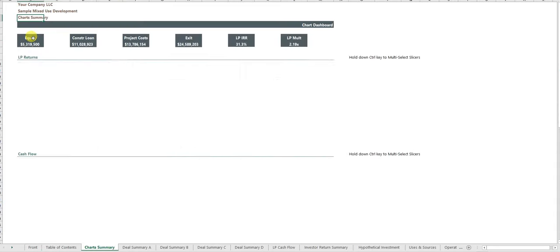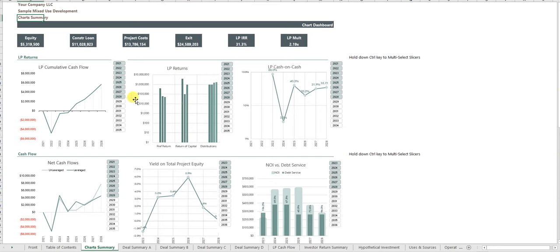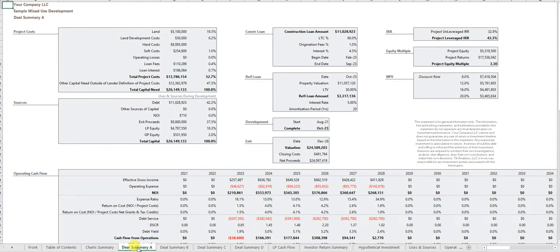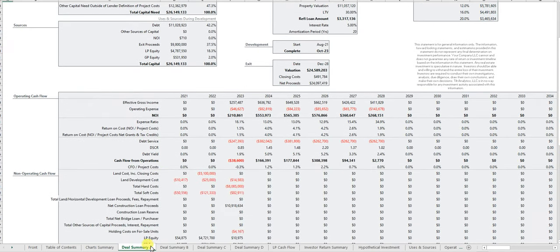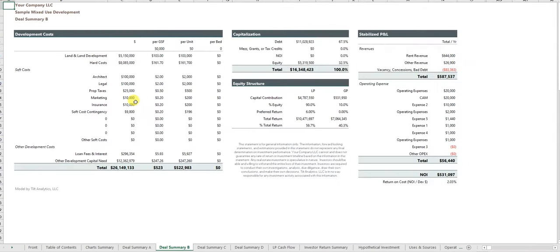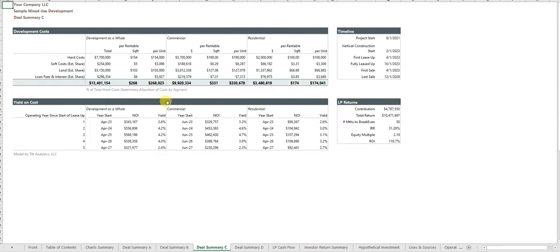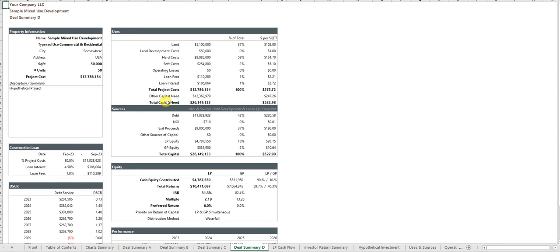I can link to the chart summary, a nice visual dashboard. There's actually 4 different deal summaries in this tool because different clients like to see different information on their deal summaries: project costs, construction loan, returns, operating cash flow. Other deal summaries are set up a little differently, and I could customize a deal summary for your preferences as well.